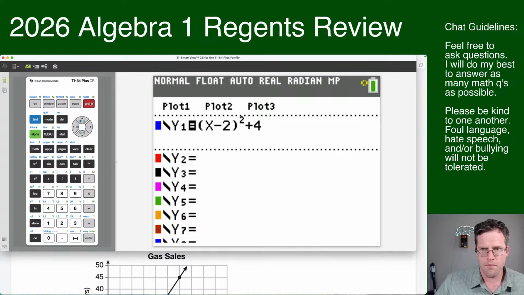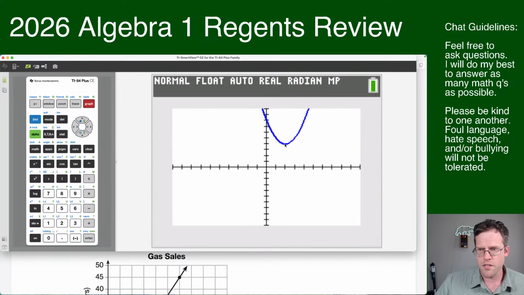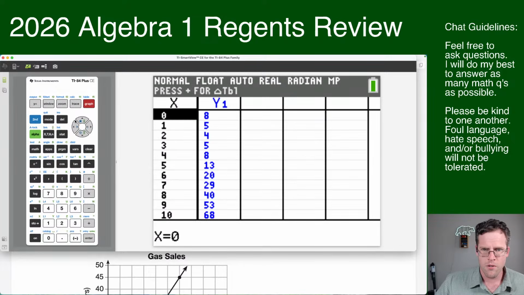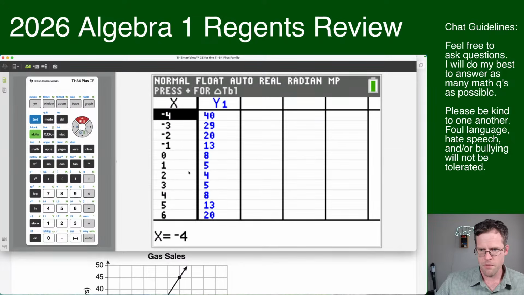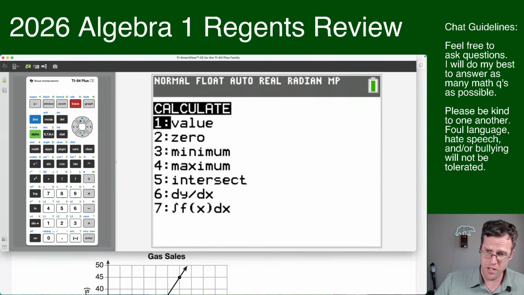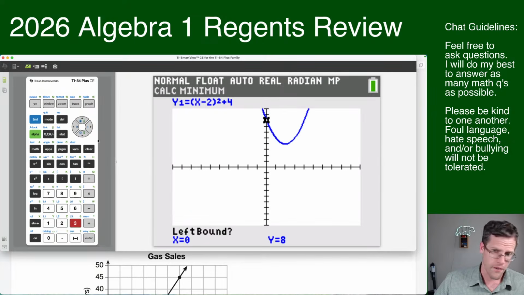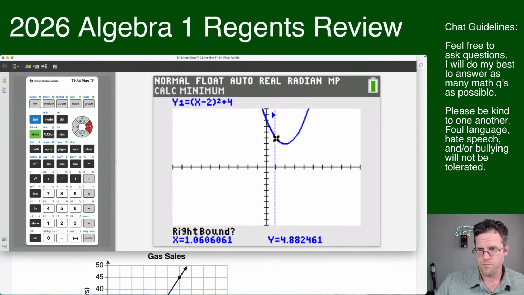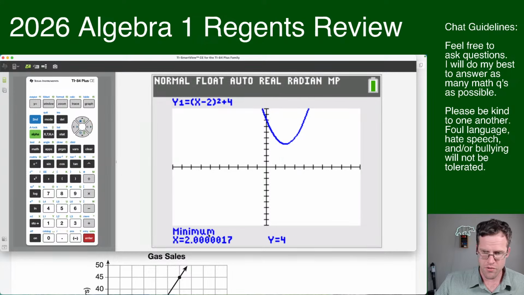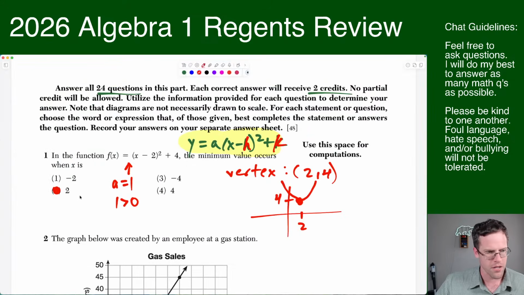I press graph, and I could see the minimum is occurring here. Even if you press second graph and go to the table, you see the minimum value is at 2, 4. You could also press second trace, minimum, and go to the vertex, the turning point. You press enter to the left, enter to the right, and enter a third time, and 2, 4. So there's a lot of ways you could get that minimum, but that happens when x is 2.